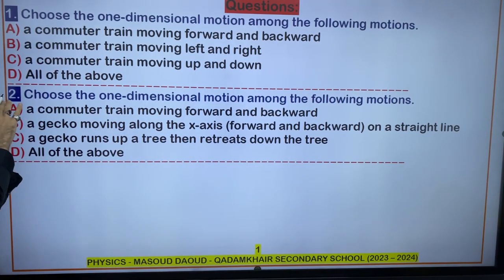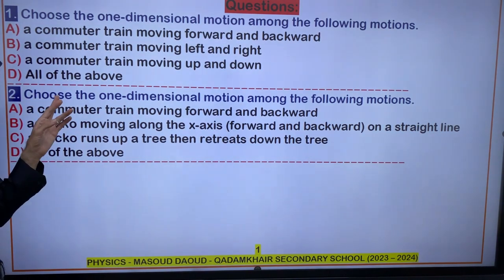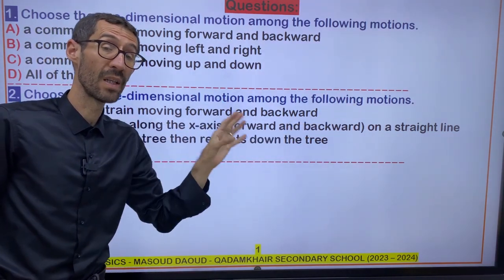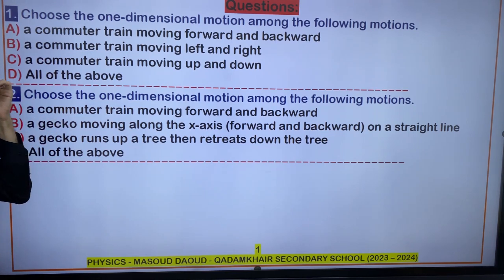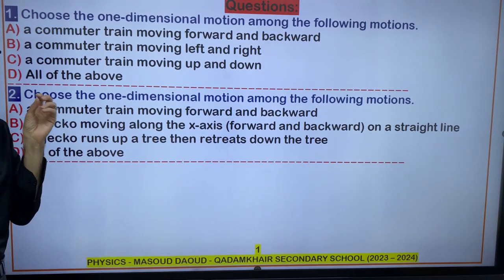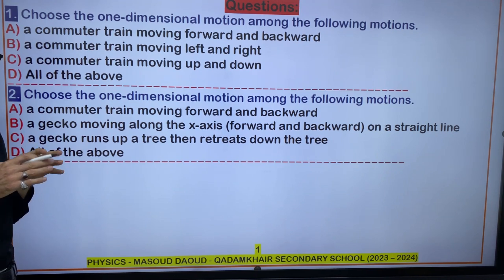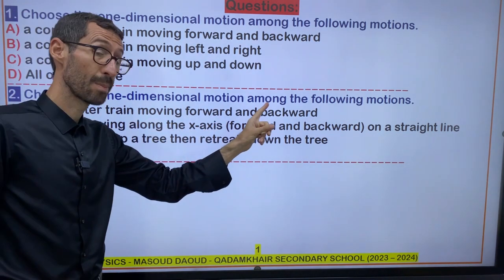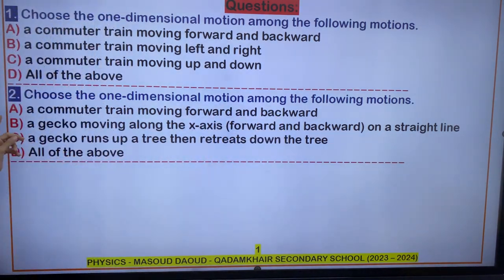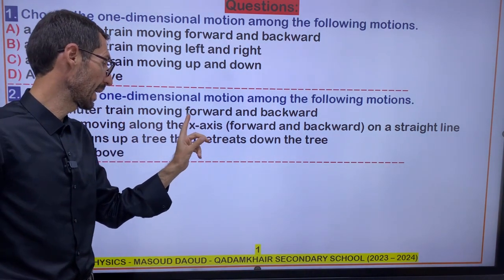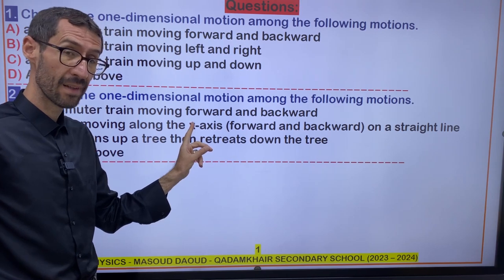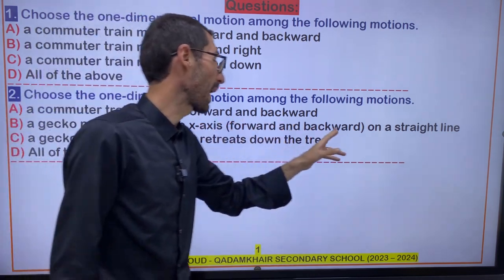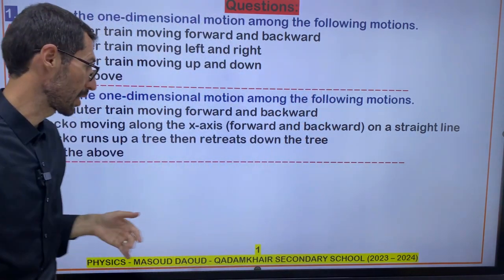Let's choose the answer to question number 2. Let me read the question for you. Choose the one-dimensional motion among the following motions. Like the previous question, we look for one-dimensional motion, and this chapter concentrates on one-dimensional motion only, right? A, a commuter train moving forward and backward, is true. B, a gecko moving along the x-axis. X-axis means horizontally, forward and backward on a straight line. Yes, it's true.